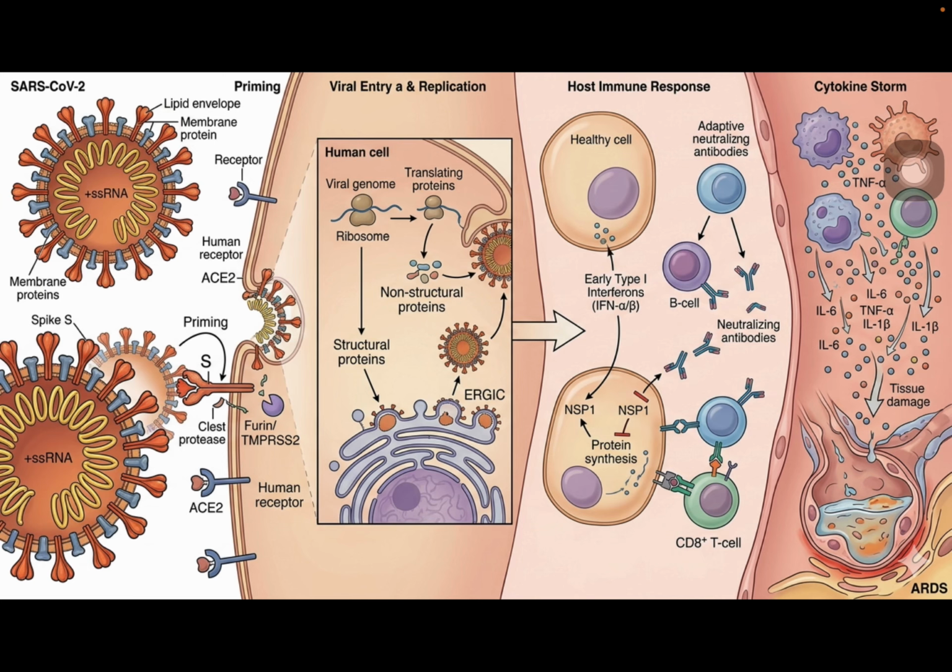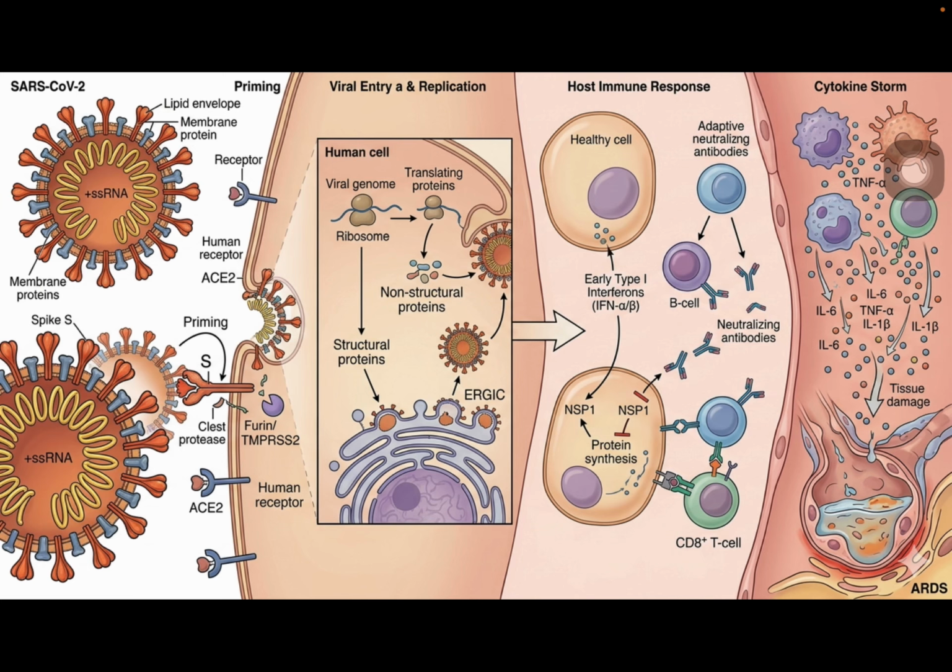A normal building would press a panic button, that is interferon, to alert neighbors. The thief's first move is to cut the alarm wires, that is our NSP1. By the time the police, that's our T cells, arrive, the thief has already taken over several floors.